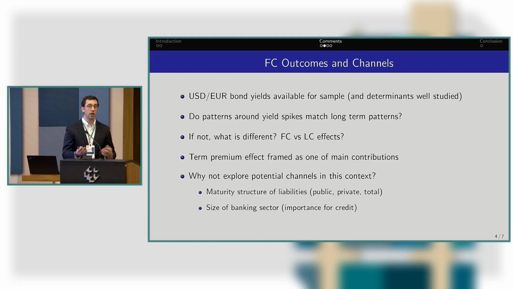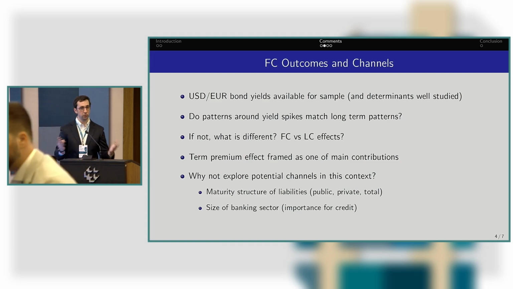So, as far as the term premium effect goes, it would be interesting to see some exploration of the channels here. To the extent that you can, look at how much larger the effects of this change in term premium are in places that have a very long maturity structure for liabilities, either public or private, versus countries where the maturity structure at the start of the yield spike is much shorter, right? And so a lot of that is going to have to be rolled over, potentially at higher yields. The other thing is to take a look at how important the banking sector is for the transmission of this yield shock to the broader economy.